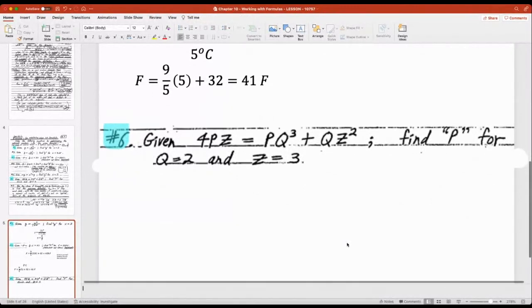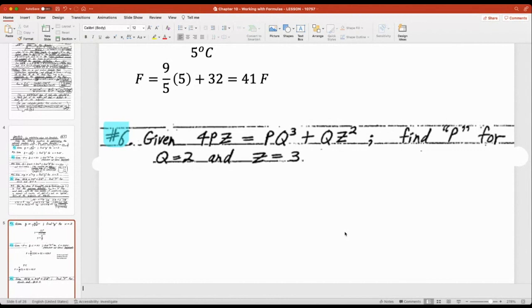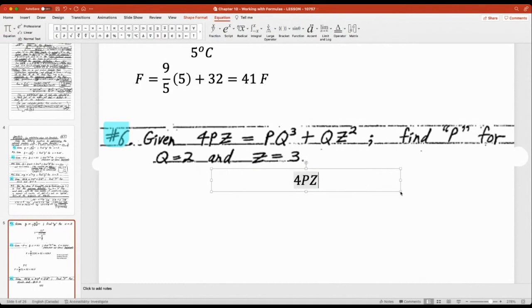Here's the next question. It says here, given this equation as follows, solve for p when you know that q equals 2 and z equals 3. I'll retype the equation. I know that it's a little bit blurry here on my Zoom. So 4pz equals pq cubed, sorry, plus qz squared. And we're trying to plug in q equals 2 and z equals 3.